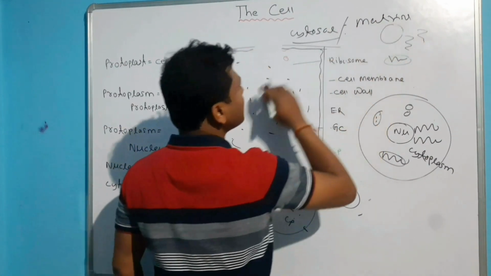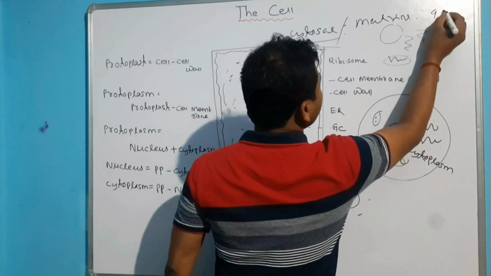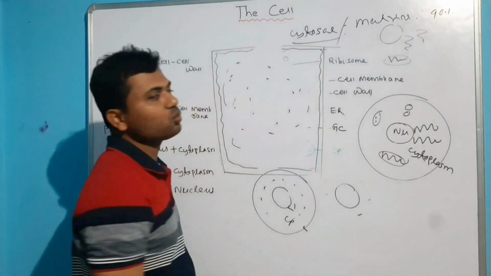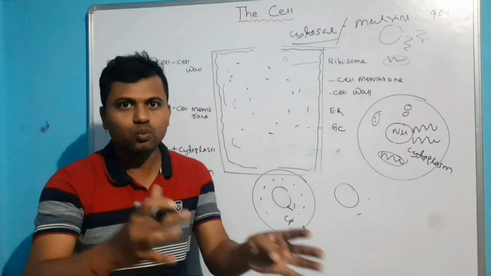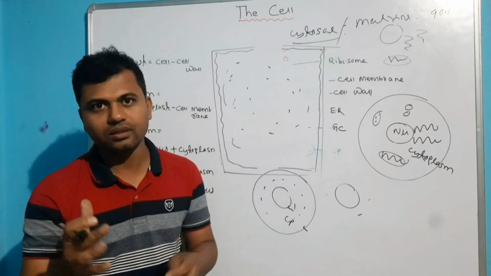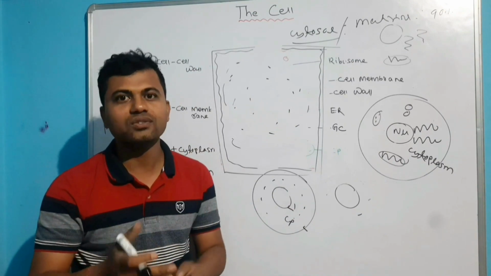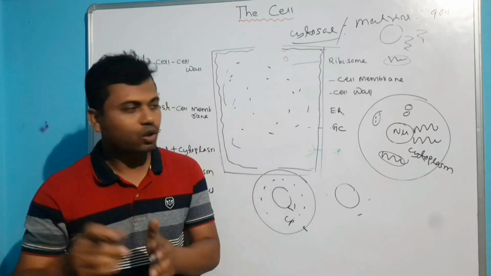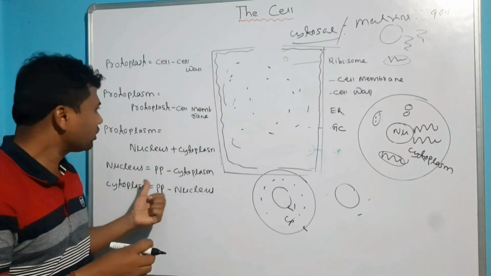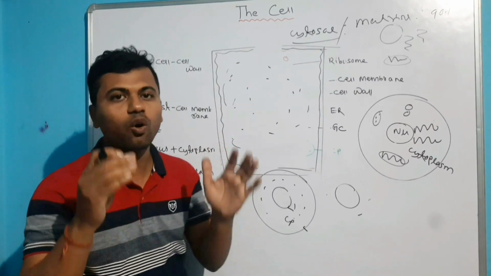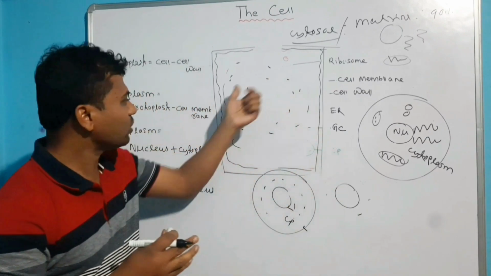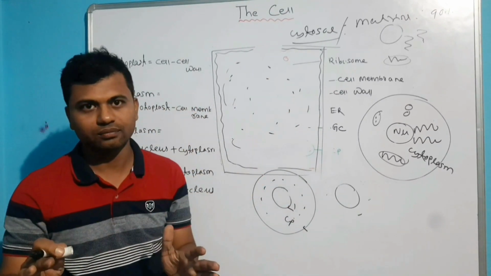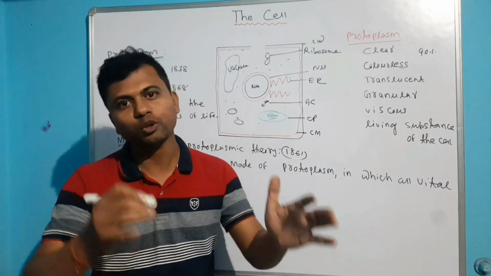In the matrix or cytosol, the 90% constituent is water. In addition to water, it contains nucleotides, vitamins, amino acids, etc. So here the protoplasm minus all cell organelles is known as the cytosol or matrix. Now come to the details of the protoplasm.